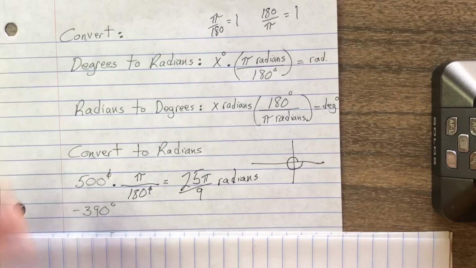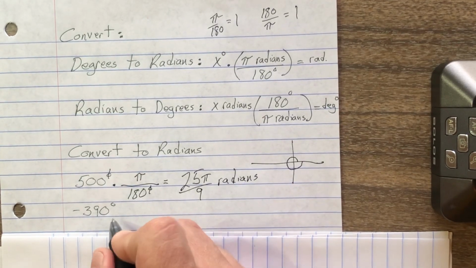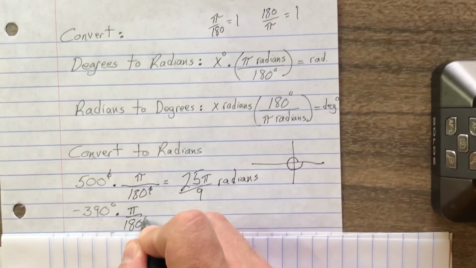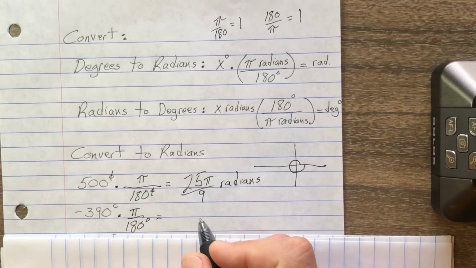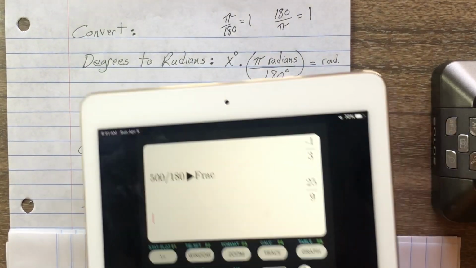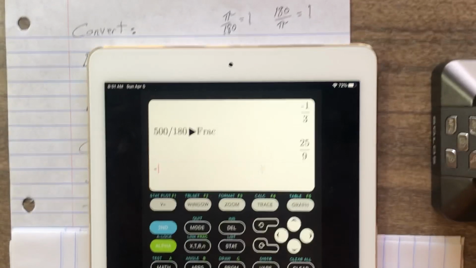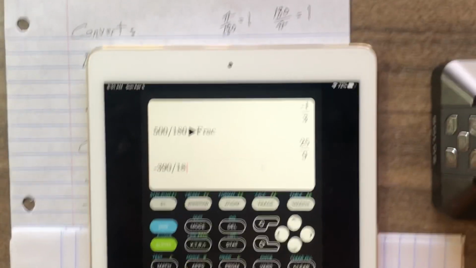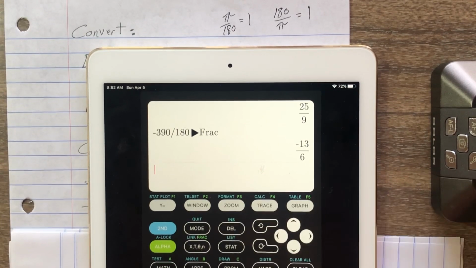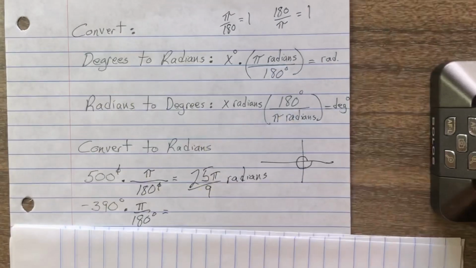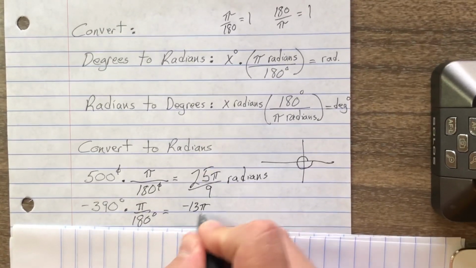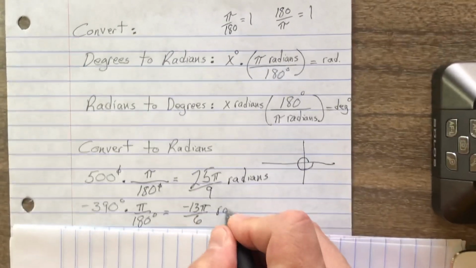Let's try negative 390. Do the same thing. Times pi over 180. Leave pi in the answer. So we're going to take negative 390 divided by 180. I want a fraction. And it says that that's negative 13 over 6. So I get negative 13 pi over 6.